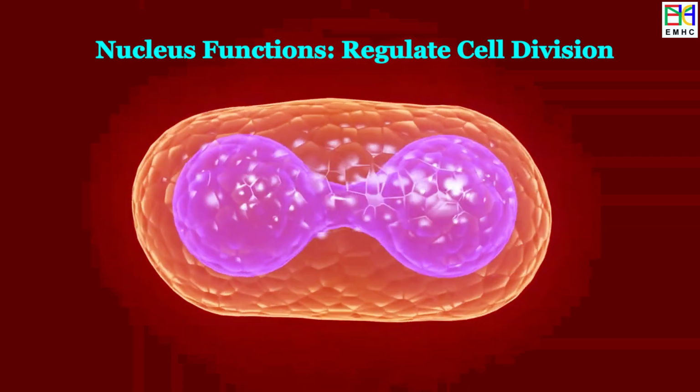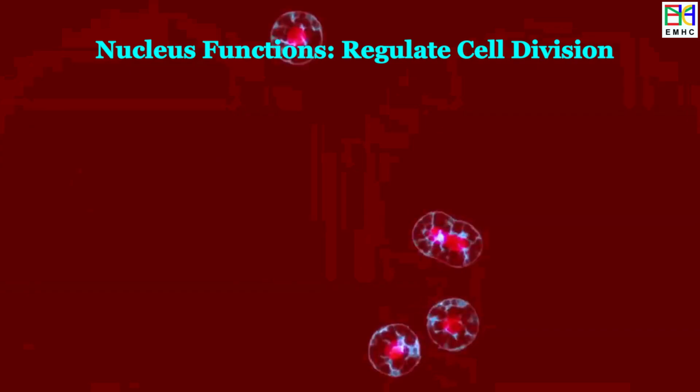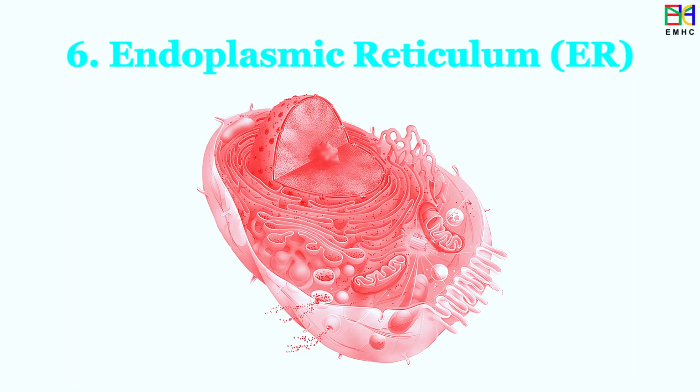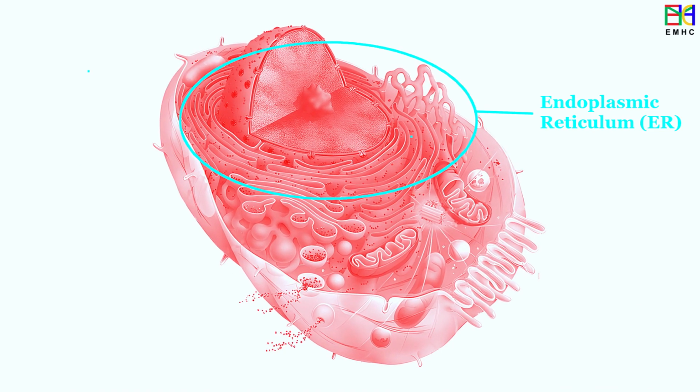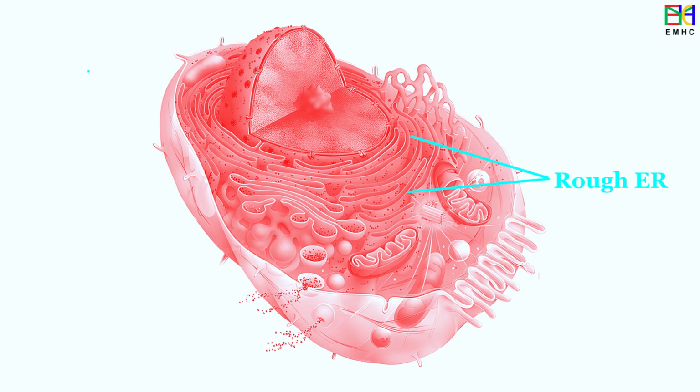Additionally, the nucleus plays a crucial role in cell division, orchestrating cellular processes such as mitosis and meiosis. Endoplasmic reticulum is a complex interconnected network of membrane-bound tubules and sacs extending throughout the cytoplasm. There are two types of endoplasmic reticulum in a cell: rough endoplasmic reticulum that is covered or studded with ribosomes, and smooth endoplasmic reticulum that is lacking ribosomes.